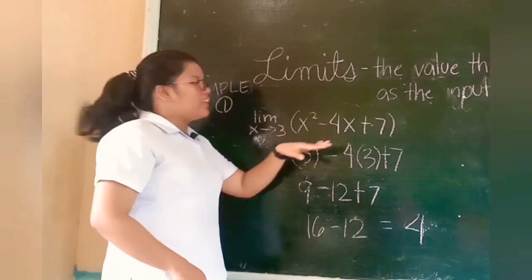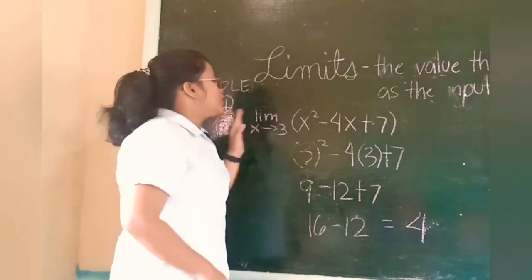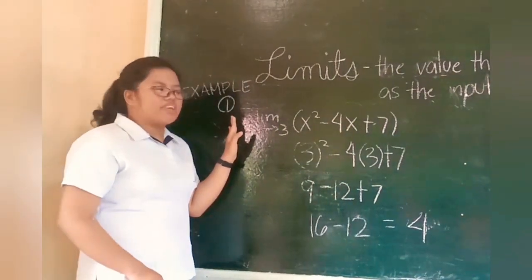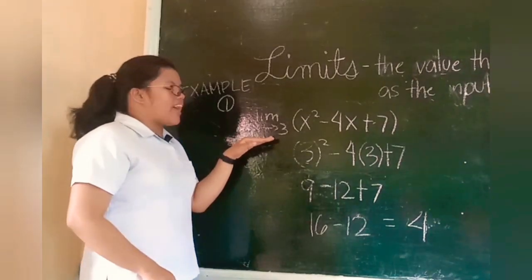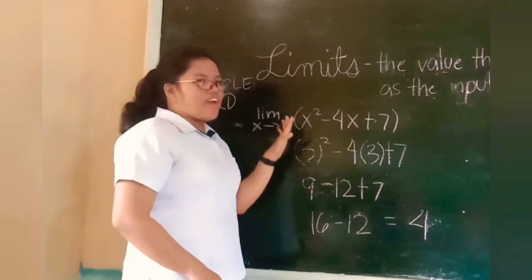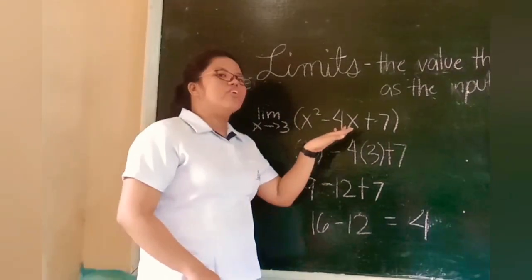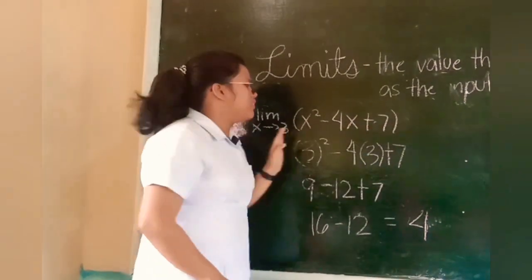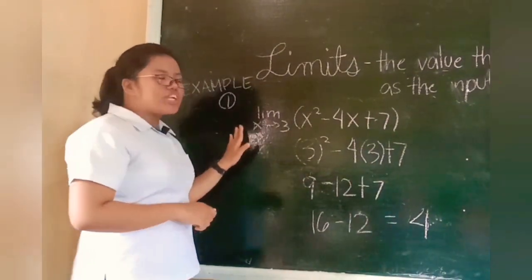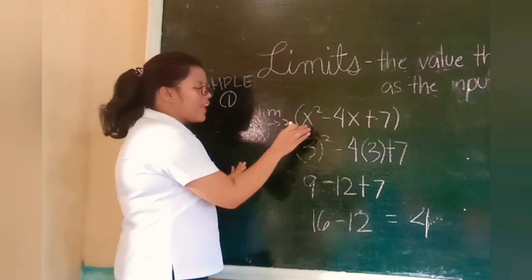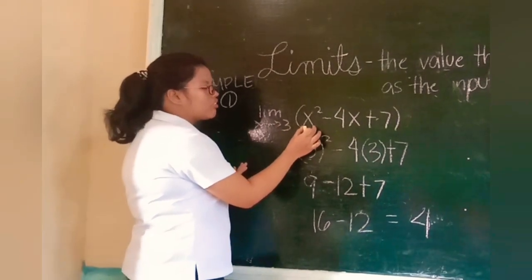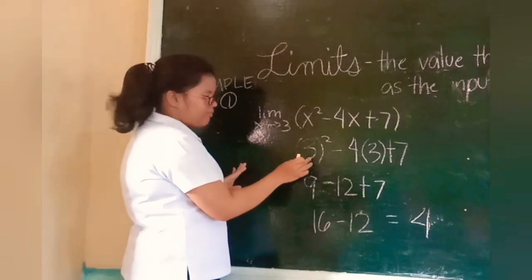So as you can see, this is a polynomial. So we're going to find its limit. The limit as x approaches 3 of x squared minus 4x plus 7. So this is the function's value. So we're going to replace x in this function with 3.